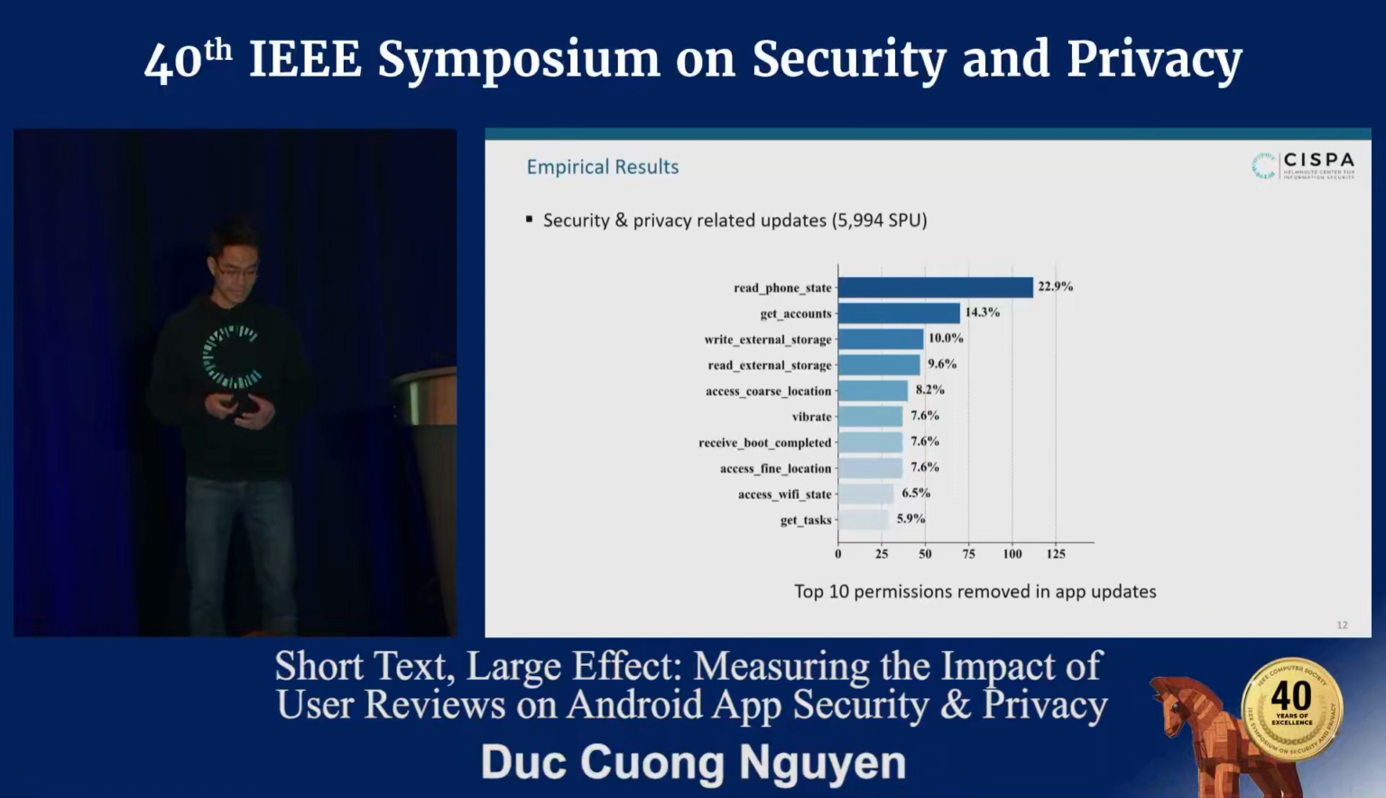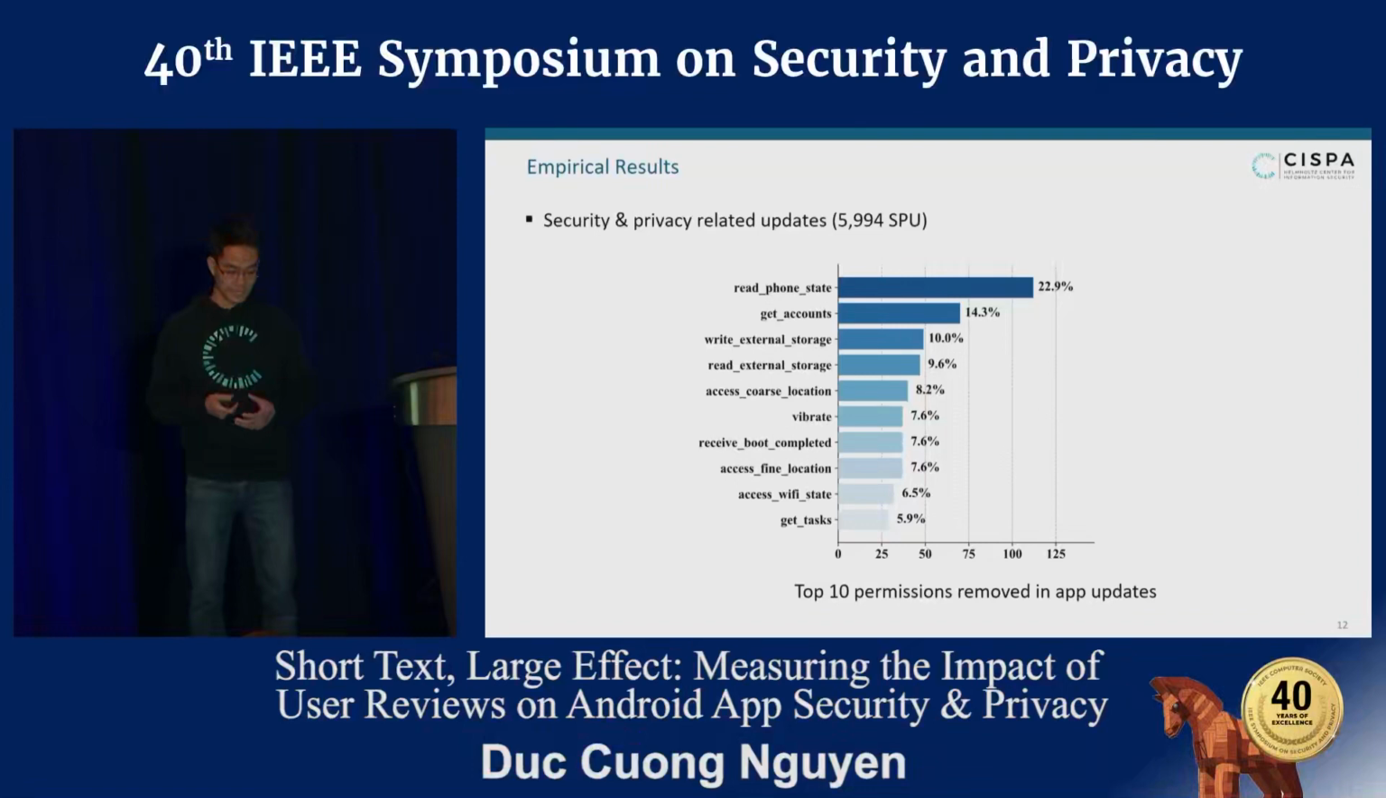Intuitively, you look, there's the storage permission on the left-hand side, and there's the storage permission on the right-hand side. So users talk about storage, developers remove storage. And similarly, we have location. So this gives us a good feeling that it seems like they are working on the same problems. So the real question now is, do reviews lead to app security and privacy updates?